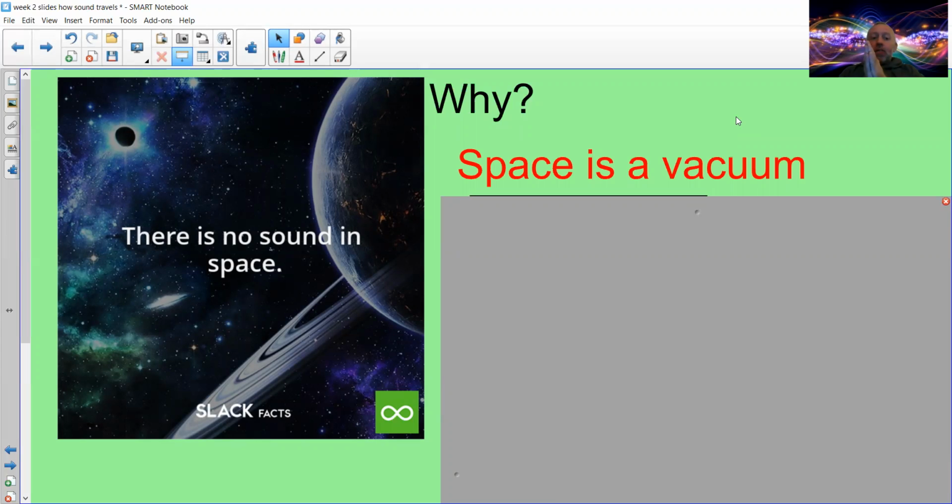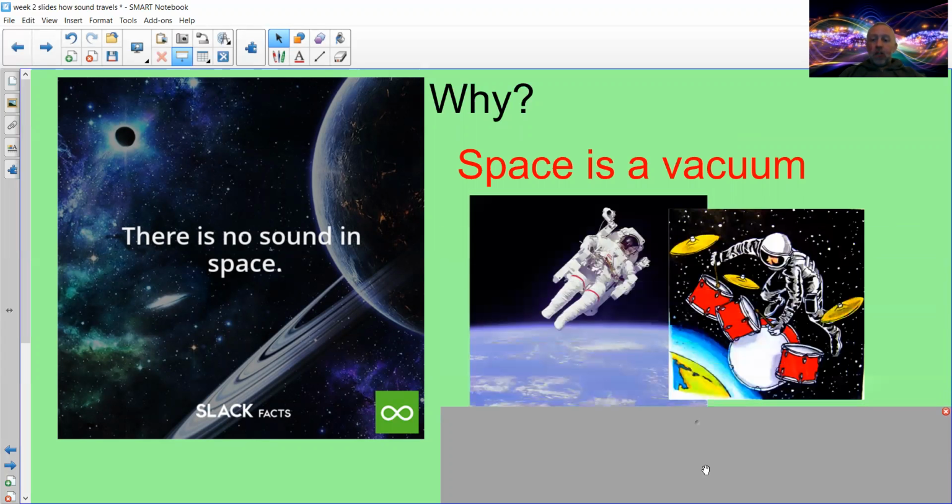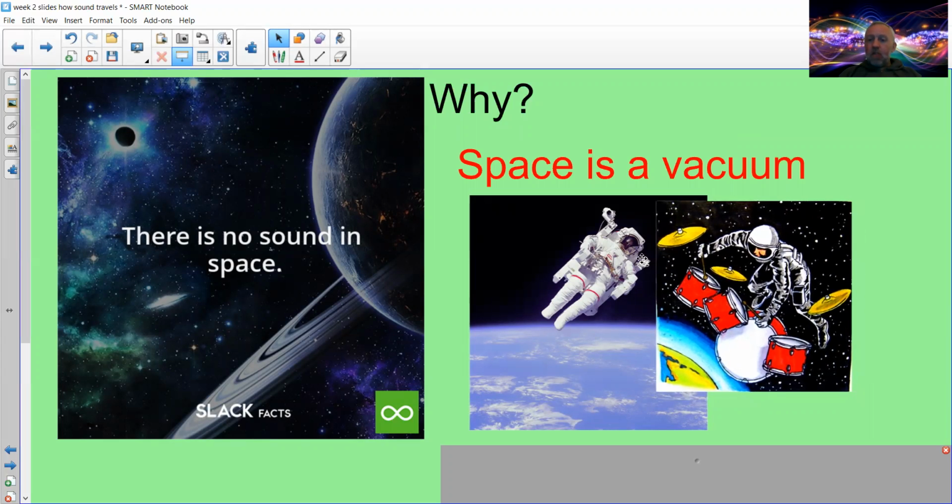So remarkably, you could be in space shouting at someone next to you through your spacesuit, and they wouldn't be able to hear you. So I've got here a picture of an astronaut trying to play the drums in space, which isn't really working. His drums are all floating away. But that drummer could be right next to that astronaut there, and they wouldn't hear a thing because in space, there are no air particles for that sound to travel through. So you could make the loudest sound right by your ear and you wouldn't hear anything because space is a vacuum.